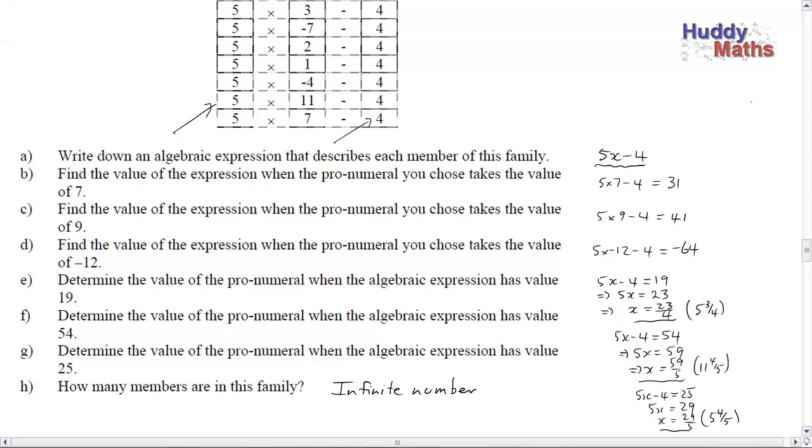Find the value of the expression when the pronumeral takes the value 7. So stick 7 in there. Give you 31. Stick 9 in there. 41. Stick neg 12. Watch this one. 5 times neg 12 is neg 60. Take 4 is neg 64. Further down the left of the number line there.